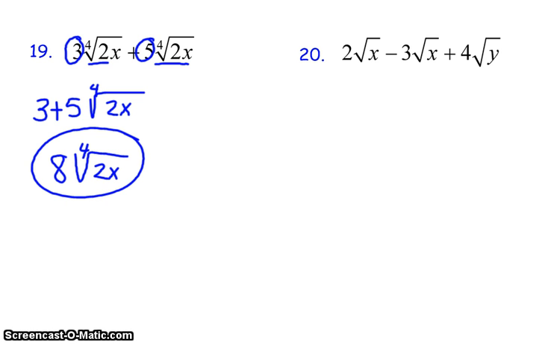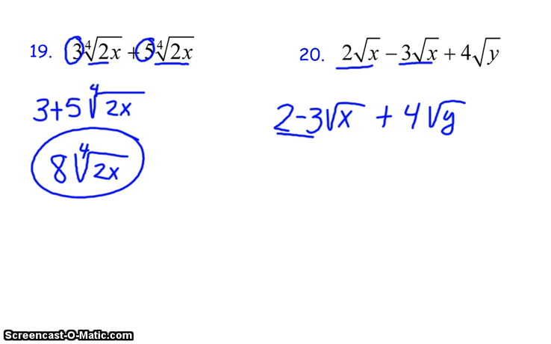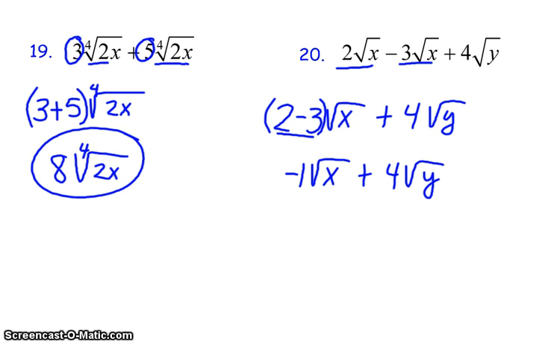Now for number 20, notice that we have only two like terms, 2 minus 3 times the square root of x plus 4 times the square root of y, and then simplifying because these are like, so 2 minus 3 is negative 1 times the square root of x plus 4 times the square root of y. And I should have done that over here too, that is 3 plus 5, that we're really like taking out that like term. So we have to just be really careful how we're writing that and thinking about it.